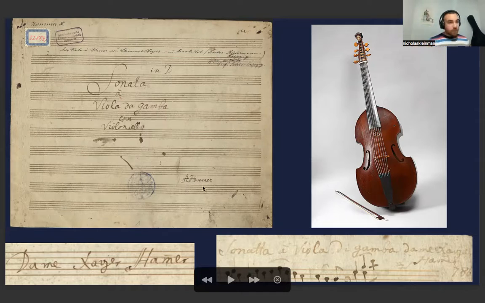Here, someone writes "A Hama," and this Hama again is not spelled how he would sign his name. And the handwriting is also just different. It's different ink. It's clear if you look at it. Maybe you can see on your screen. I couldn't.